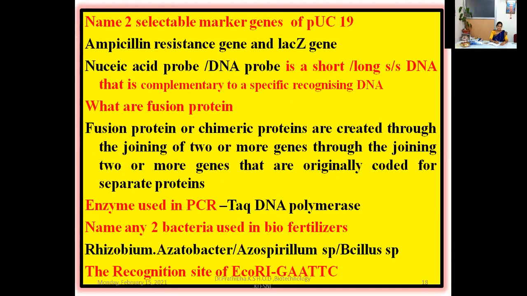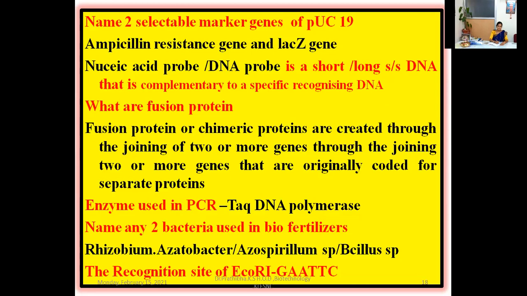Name two selectable marker genes of pUC19. Ampicillin resistance gene and lacZ gene. Okay. You may also get the question, what are probes? Nucleic acid probe, a DNA probe, is a short, single-stranded DNA that is complementary to a specific target DNA, known as a DNA probe or nucleic acid probe.